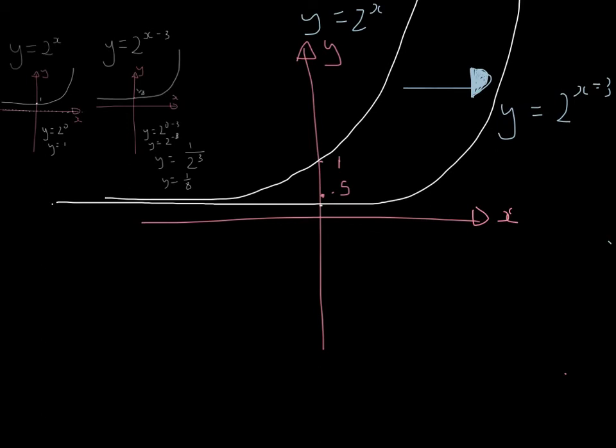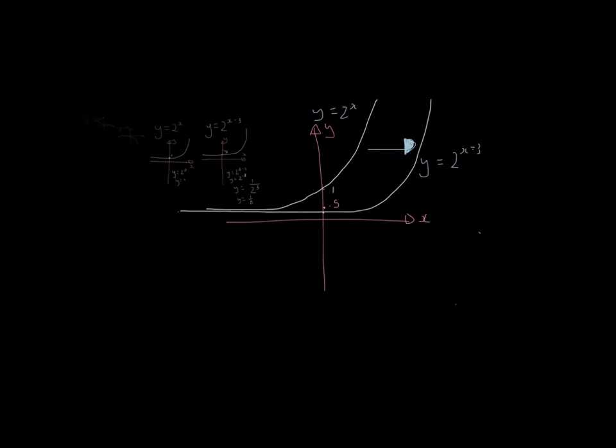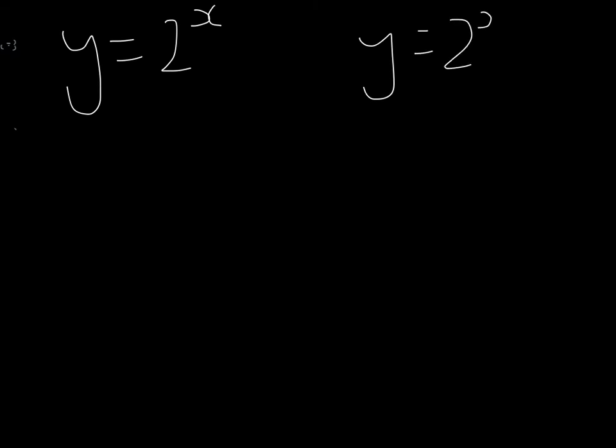Very good. My last thing that I want to show you. So we've translated it to the right and to the left, horizontal translations. What about vertical translations? This is a bit simpler. For example, let's compare two equations again. y equals 2 to the power of x and y equals 2 to the power of x plus 3.